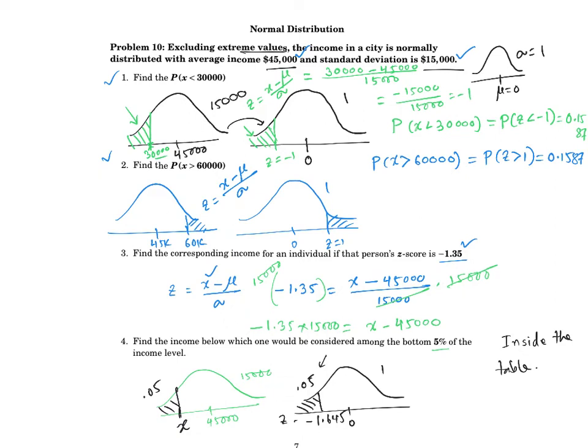So we use the formula z is equal to x minus mu over sigma. Z is negative 1.645, x is the value we are looking for, mu is given as 45,000 and sigma is 15,000. Then do the exact same thing as I did here: multiply both sides by 15,000 and solve for x.